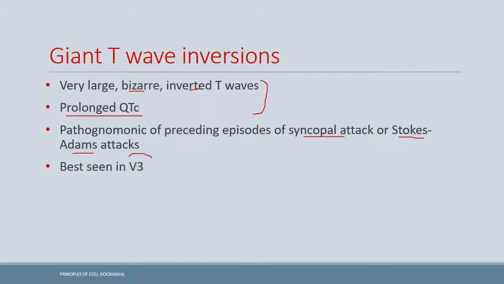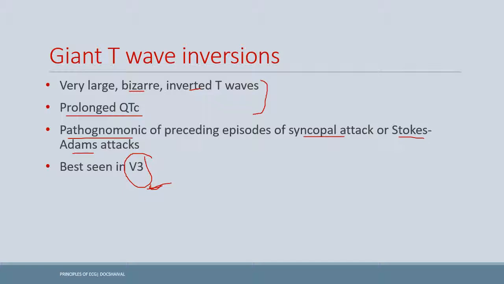Now, the giant T waves are typically seen in the V3 lead, and this is something that you should keep in your mind. And this giant T wave inversion is almost a pathognomonic feature, when preceded by syncopal attacks, that there may be some underlying pathologies if these giant T wave inversions are seen after a syncopal attack in the ECG.